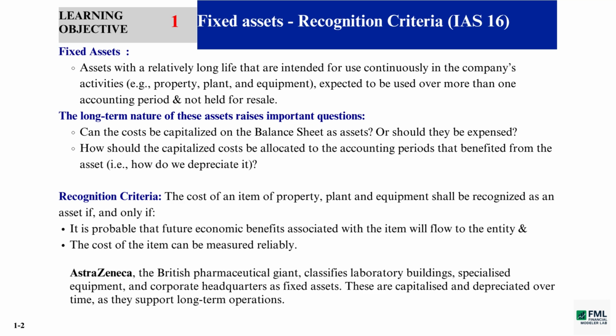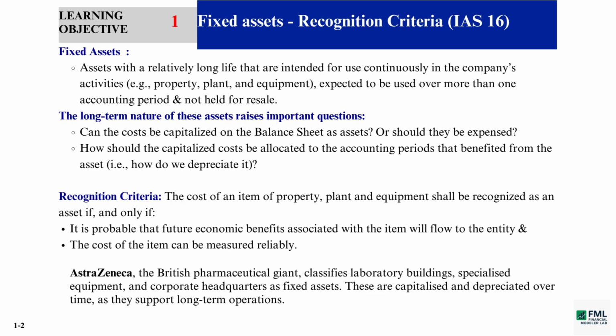Fixed assets are assets with a relatively long life that are intended for use continuously in the company's activities, e.g., property, plant, and equipment, expected to be used over more than one accounting period and not held for resale. The long-term nature of these assets raises important questions. Can the costs be capitalized on the balance sheet as assets? Or should they be expensed? How should the capitalized costs be allocated to the accounting periods that benefited from the asset, i.e., how do we depreciate it?